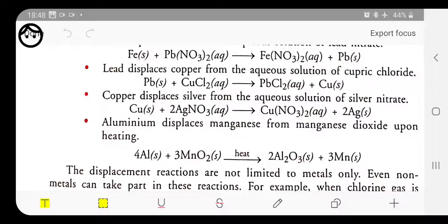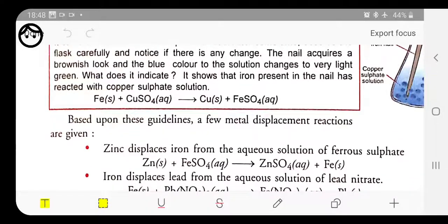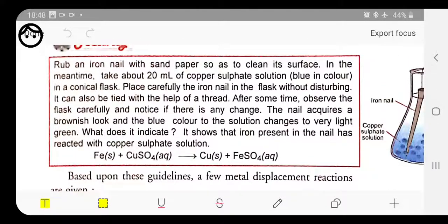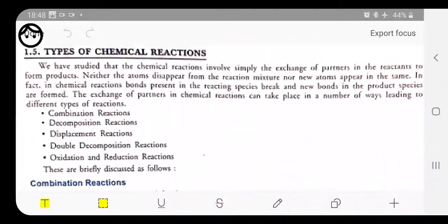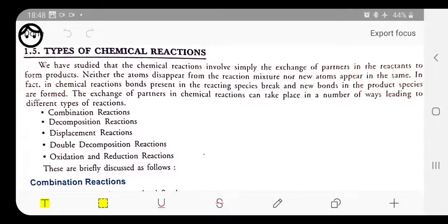Okay, so for today we have this much only: the types of chemical reaction, that is combination reaction, decomposition reaction, and displacement reaction. In the next class we will have the remaining two types of chemical reaction. For today we have this much only.